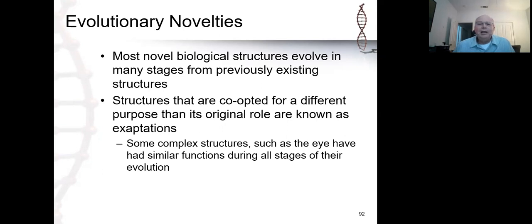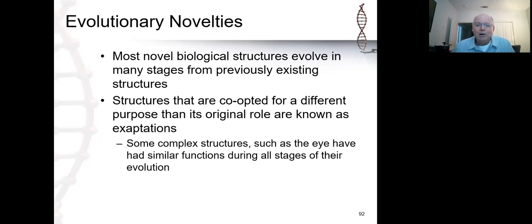Something that has a great deal of complexity that doesn't seem to be explainable in terms of all of the pieces evolving at one time to give rise to what is quite arguably a very, very complex feature. Can be explained in terms of evolution.